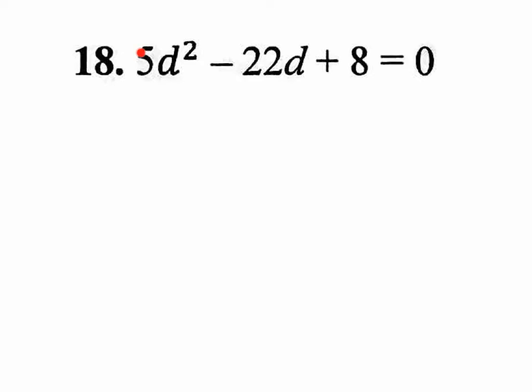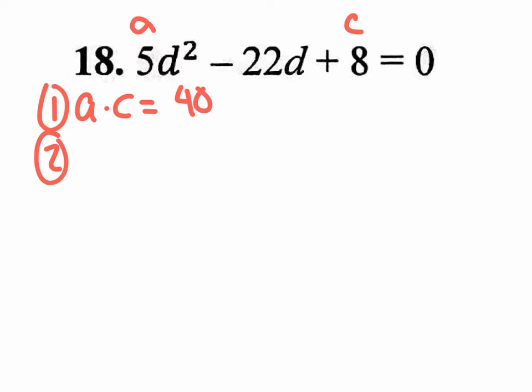So because the a value is 1, we have to go through the multi-step process. A times c. What is a times c? 40. Right? This is a, this is c. 5 times 8 is 40. Step 2. Think of the multiples of 40. 1 times 40. 2 times 20. 3 times, 4 times 10.